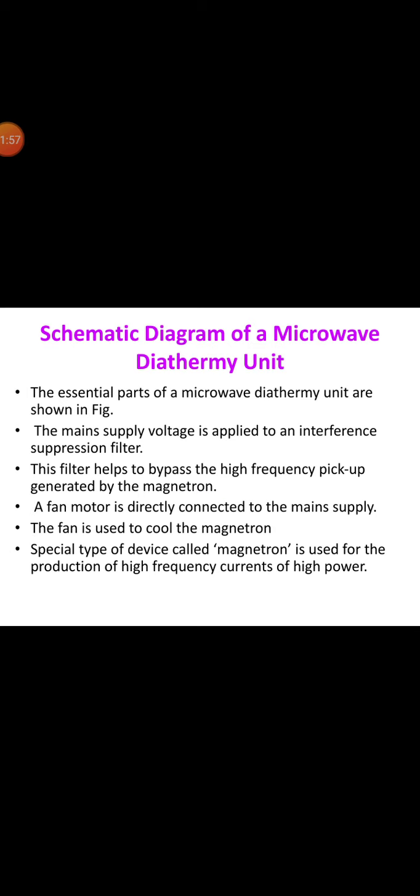Microwaves are produced by high frequency currents and have the same frequency as the currents which produce them. Such currents cannot be produced with oscillators or using ordinary vacuum tube valves or solid state devices. A special type of device called a magnetron is used for the production of high frequency currents of high power. The main supply voltage is applied to the interference suppression filter, and this filter helps to bypass the high frequency pickup generated by the magnetron. A fan motor is directly connected to the main supply, and the fan is used to cool the magnetron.